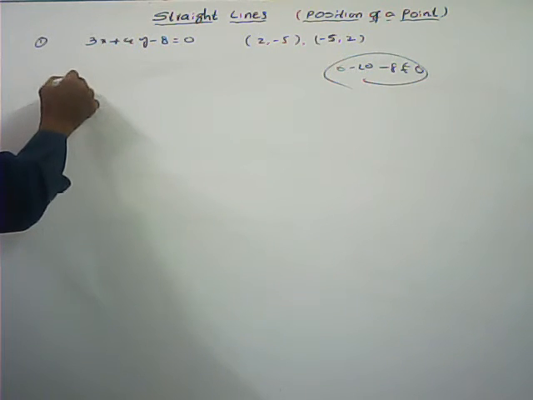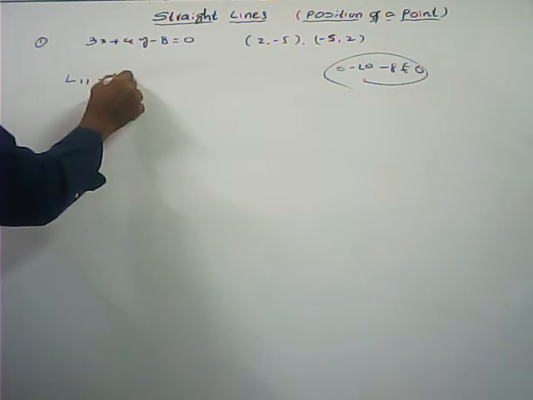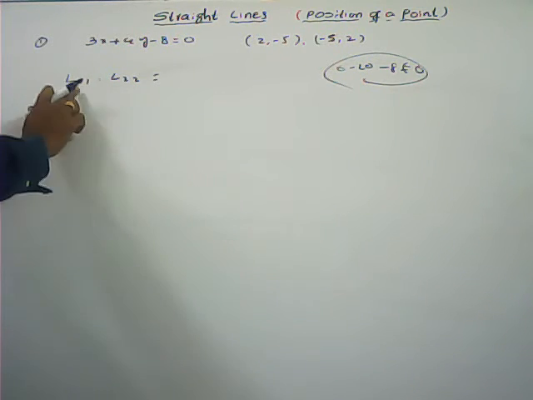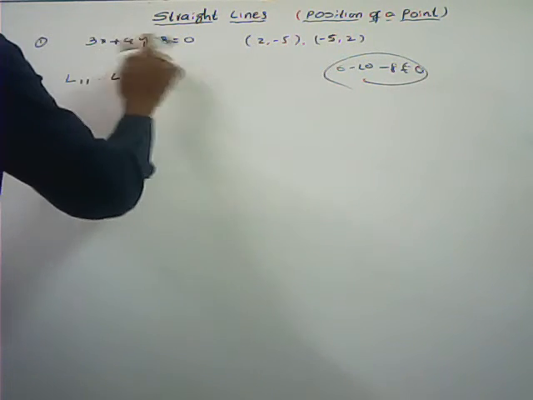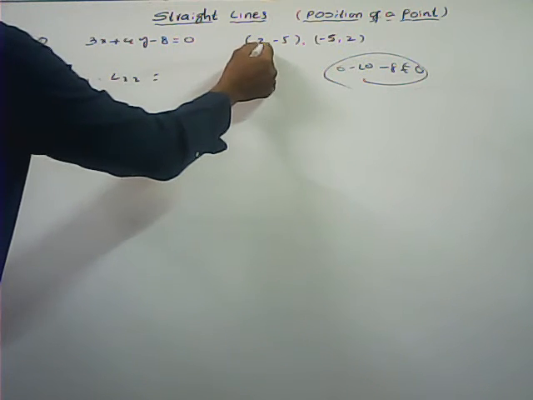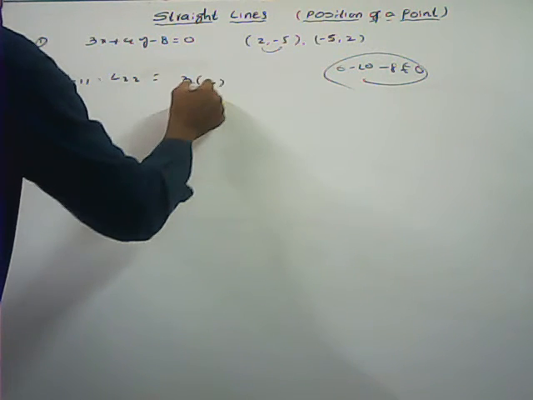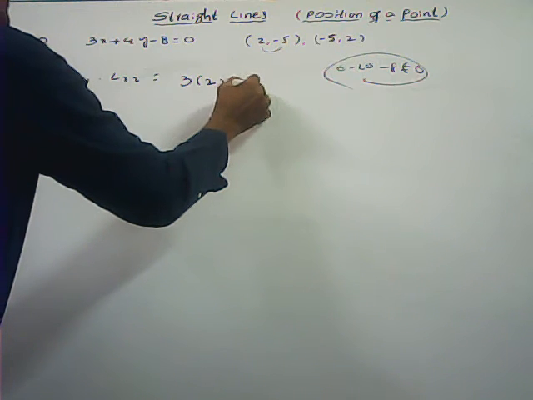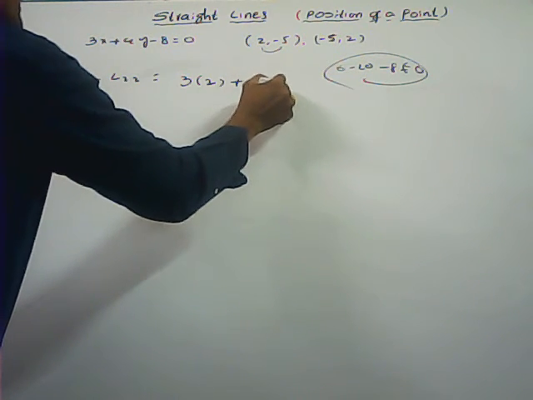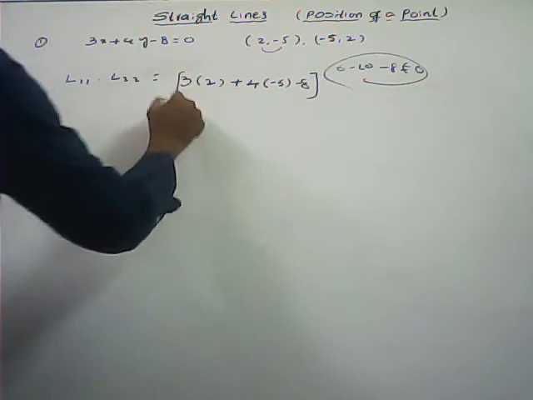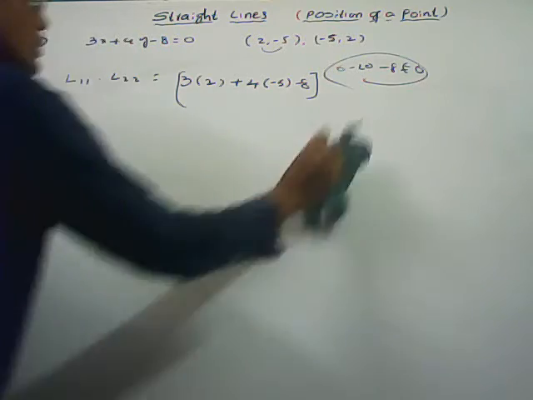So for that, first we can find out the value of L11 into L22. What is L11? In the place of x comma y, you can substitute the first coordinates: 3 into, in the place of x you can put 2, plus 4 into, in the place of y you can substitute 5, minus 8. That is L11.